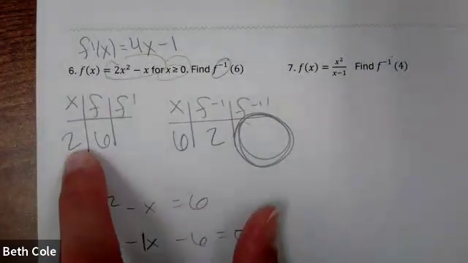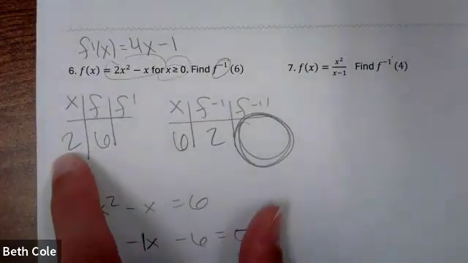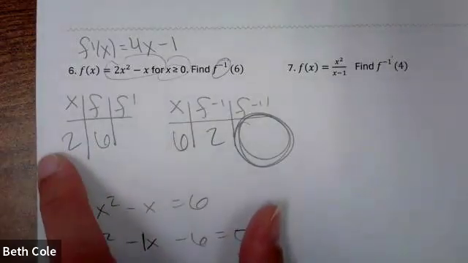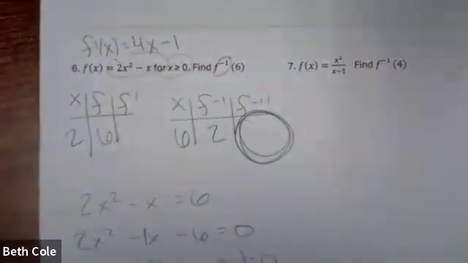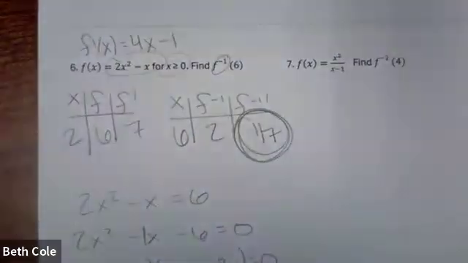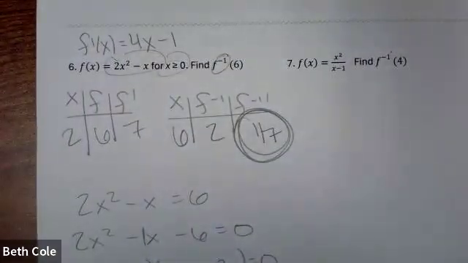Do you plug in the 2 or do you plug in the 6? Look where I'm pointing. 2. You plug in the 2. Do you see that? Okay. If you plug in 2, you're going to get 7. And so your answer is 1/7. That's your answer. We're just going to try one more.